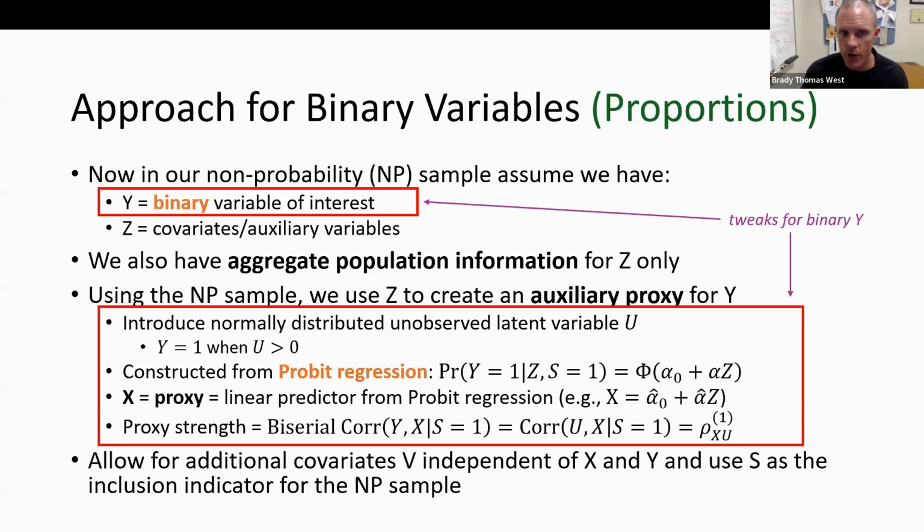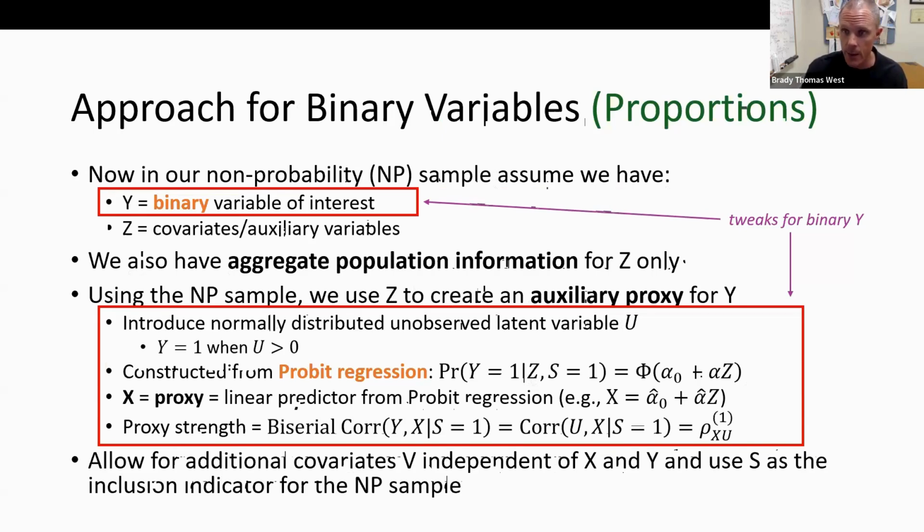We have those covariates or auxiliary variables for which we have aggregate population information from a probability sample or some other large data source for the population, okay? And then using that non-probability sample, we use those predictor variables Z to create an auxiliary proxy for Y, okay? Again, we introduce this normally distributed unobserved latent variable U. We get that auxiliary proxy from a probit regression model that we fit to our selected sample.